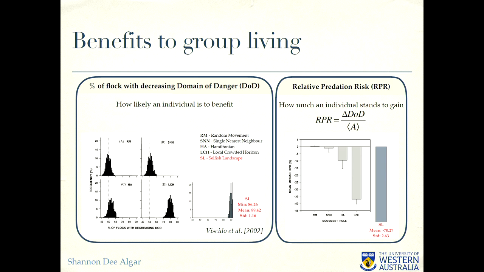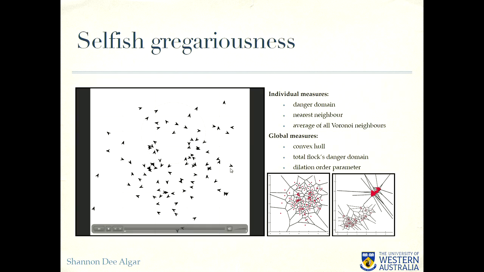The relative predation risk, which is essentially a measure of how much an individual stands to gain, is also improved. So, if you can't see this, the best case scenario of previous models was about 37, and ours is almost double that. So we're doing good in there. We've got biologically plausible and we've got statistically beneficial for the flock. Okay. All right, so let's see how this goes.